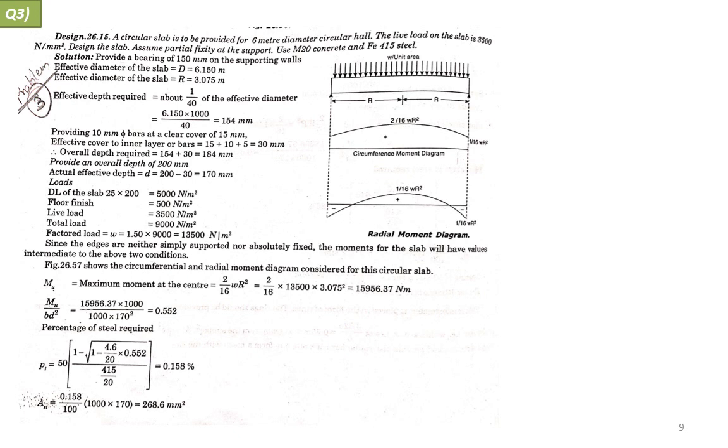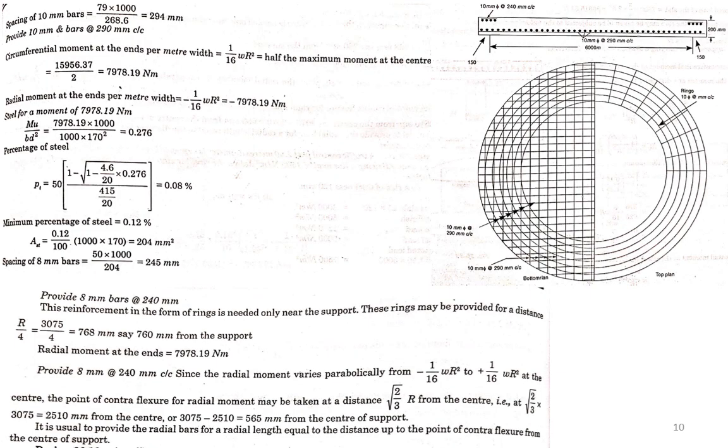So in this problem, it is about a circular slab with partial fixity at the support. So here the difference is in the moment values. We have to consider the partially fixed case, and we have to take the circumferential and radial moment diagrams or the values as for the partially fixed case. It has to be proceeded in the same manner as we have done before, finding the AST and doing the detailing part. So after finding the AST required, we have to show the detailing.